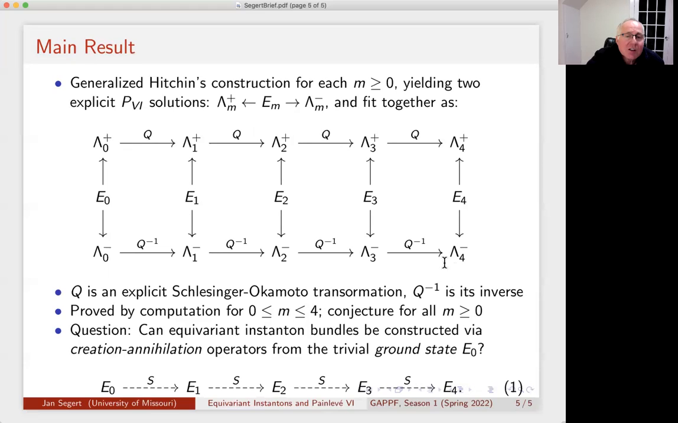And the reason I'm interested in this is because I'd like to know whether there's a similar structure between the equivariant instanton bundles, starting with Hitchin's trivial ground state. Is there a way to generate the next equivariant instanton and next one and so forth by something like the creation and annihilation operators familiar from the quantum harmonic oscillator? So this is what my talk will be about.